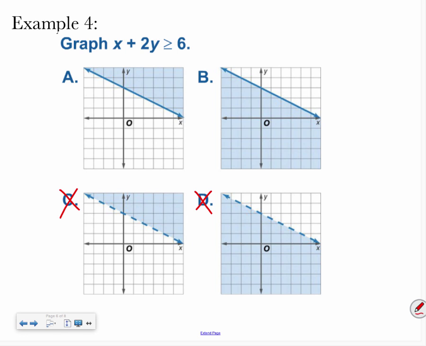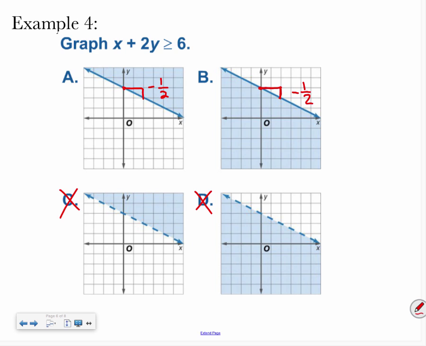Now, if we look at these two lines, they are identical. They both cross at y equals 3, and they both have a slope of negative 1/2, because we go up 1, left 2. We go up 1, left 2. So they have the same slope.